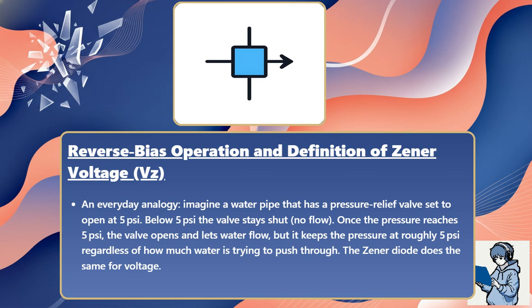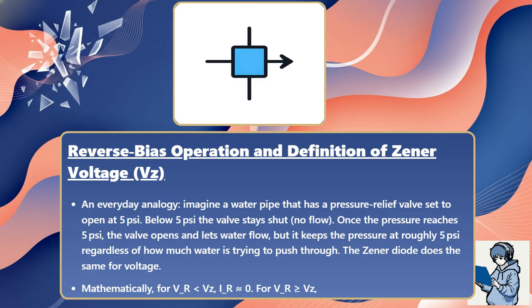An everyday analogy: imagine a water pipe that has a pressure relief valve set to open at 5 psi. Below 5 psi, the valve stays shut, no flow. Once the pressure reaches 5 psi, the valve opens and lets water flow, but it keeps the pressure at roughly 5 psi regardless of how much water is trying to push through. The Zener diode does the same for voltage.